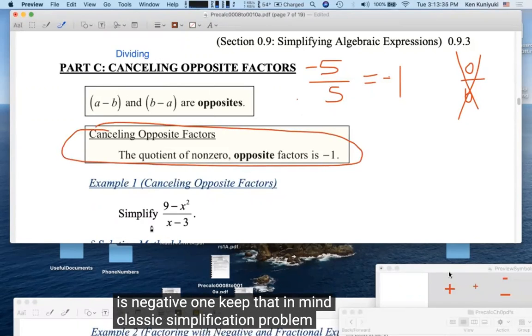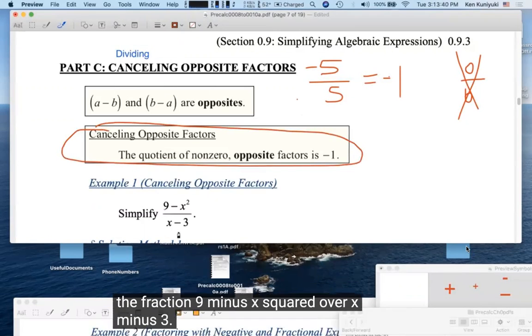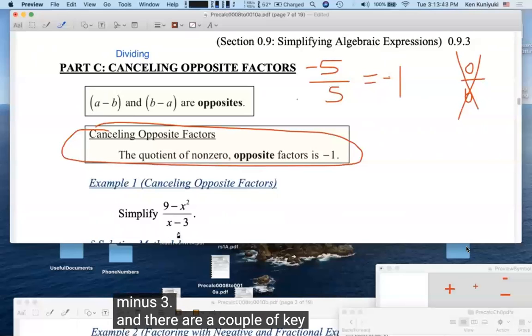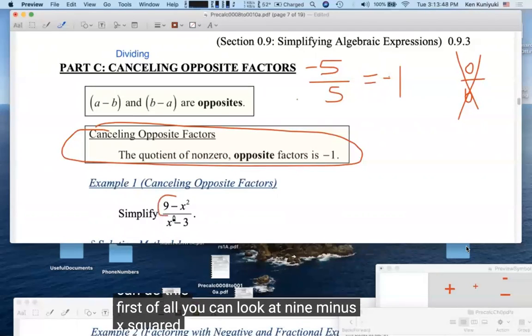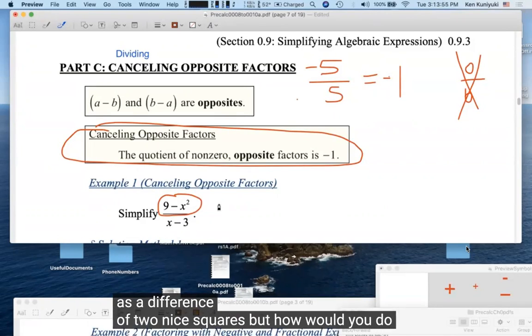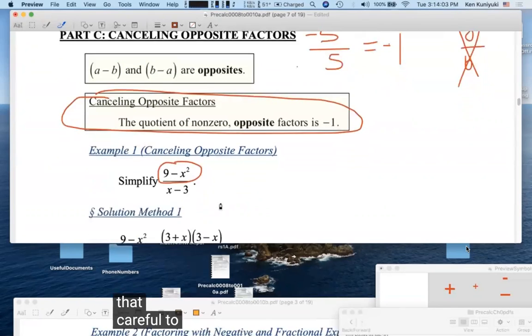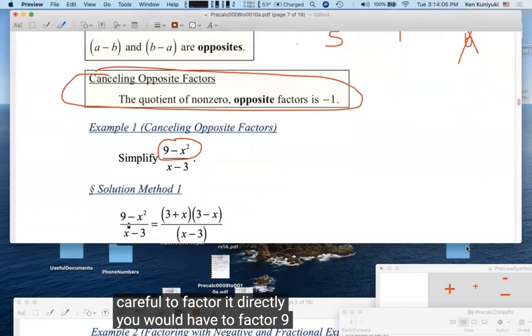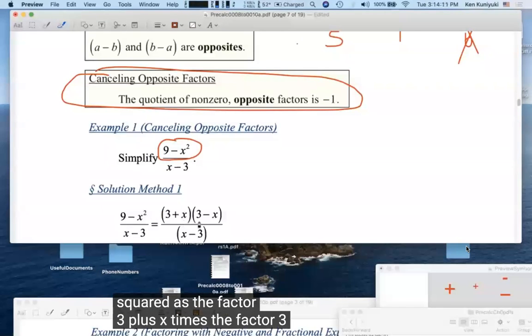Classic simplification problem. The fraction 9 minus x squared over x minus 3. And there are a couple of key ways you can do this. First of all, you can look at 9 minus x squared and think immediately, I can factor that as a difference of two nice squares. But how would you do that? Careful. To factor it directly, you would have to factor 9 minus x squared as the factor 3 plus x times the factor 3 minus x.